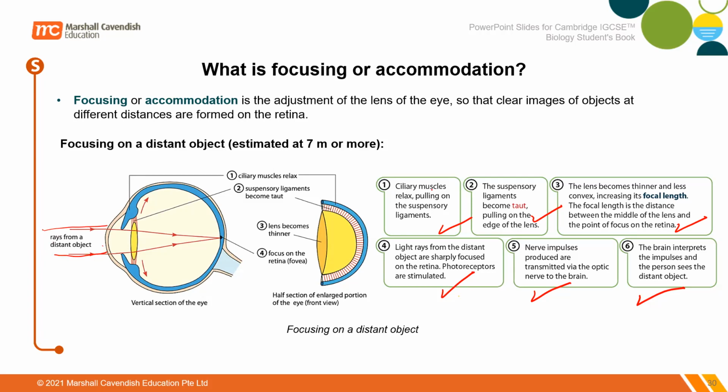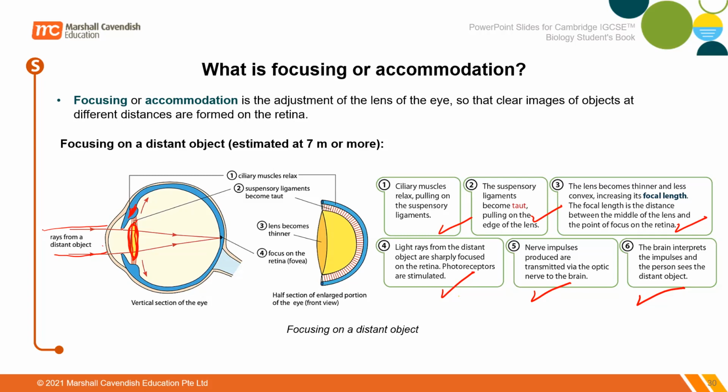For the distant object, the ciliary muscles relax. When the ciliary muscles relax, the suspensory ligaments become taut, or tightened, pulled. This will definitely pull the lens from the two edges and change its shape, making it thinner, flatter, a less convex lens.